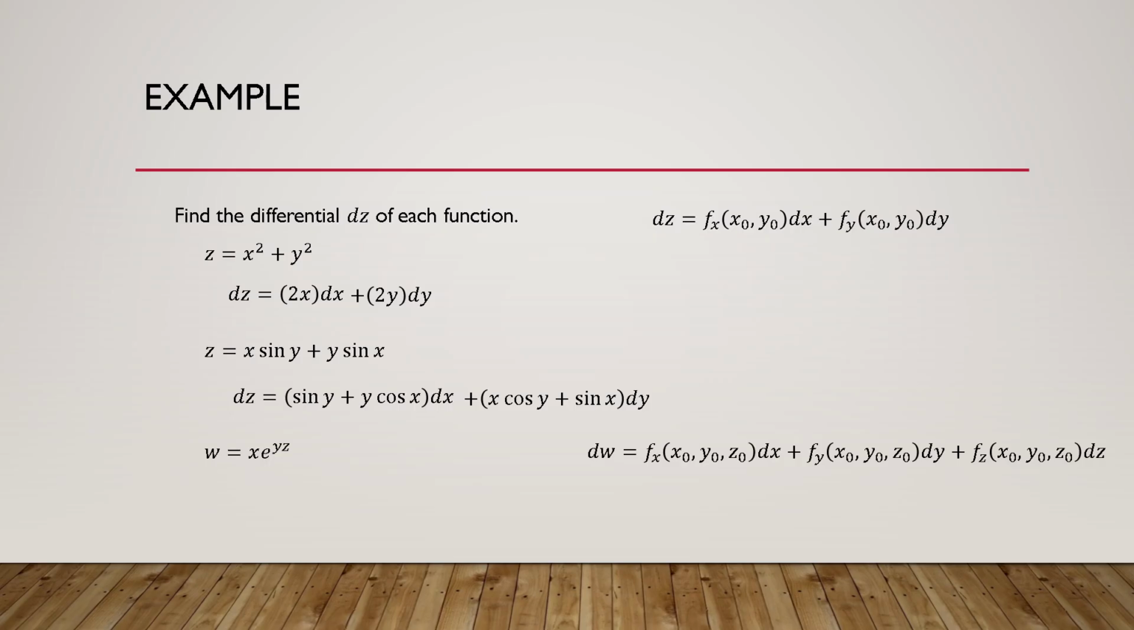For the partial derivative with respect to x, we hold y and z as constants to get e to the yz dx. Then for the second term, the partial derivative with respect to y, we hold x and z as constants to get plus xz e to the yz dy. For the final term, the partial derivative with respect to z, we hold x and y as constants to get plus xy e to the yz dz.